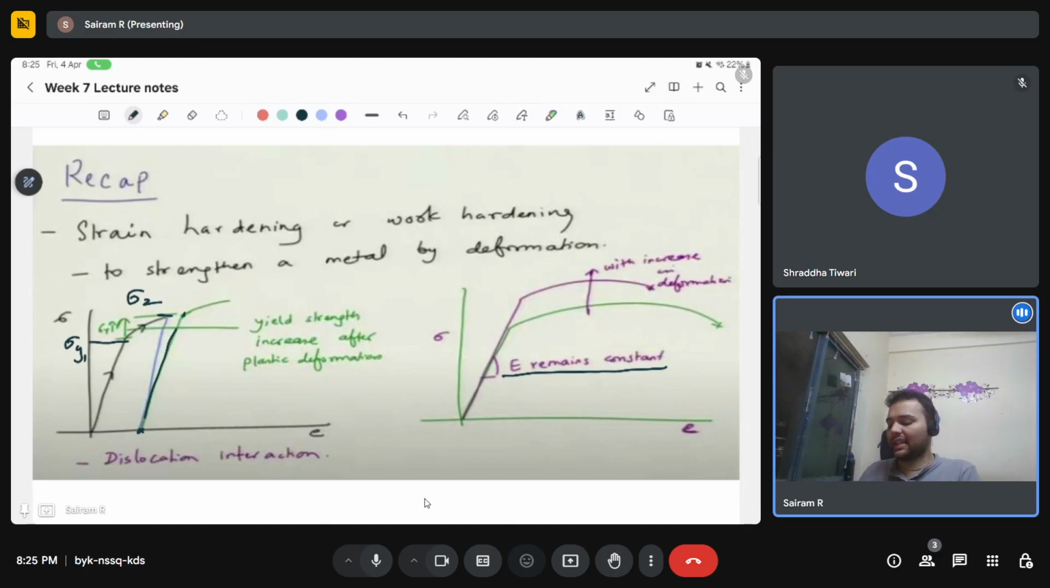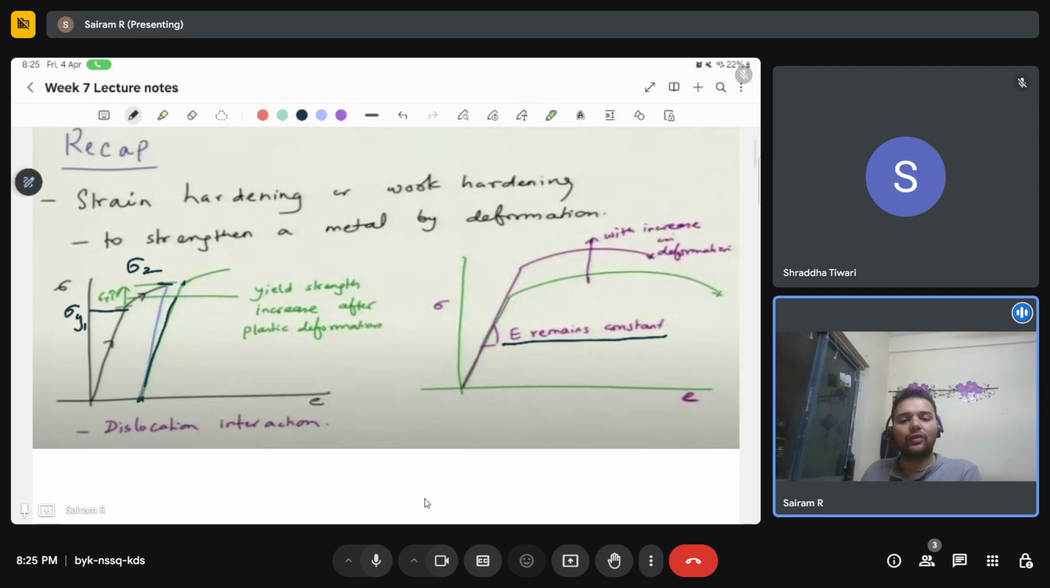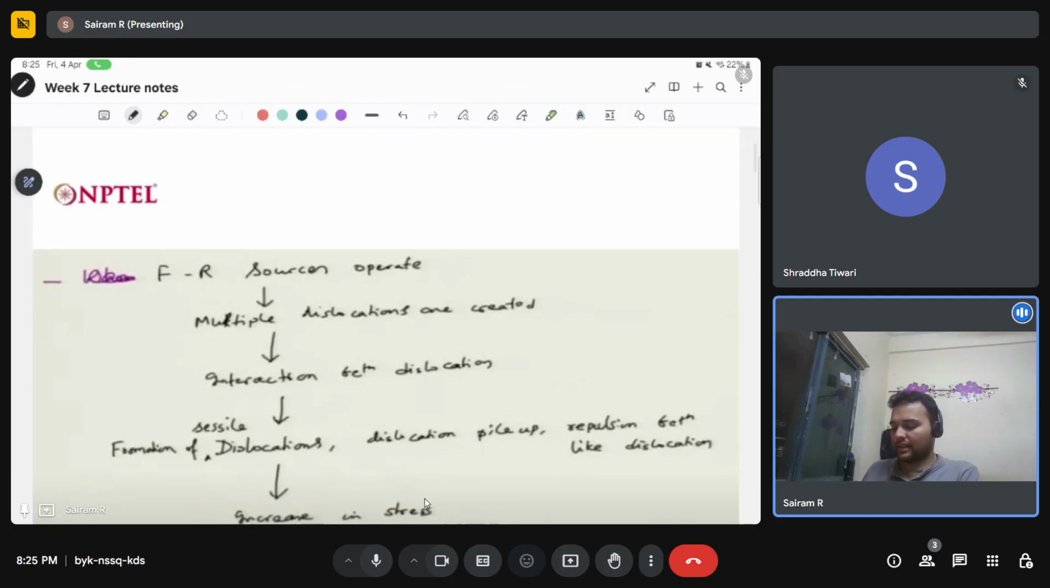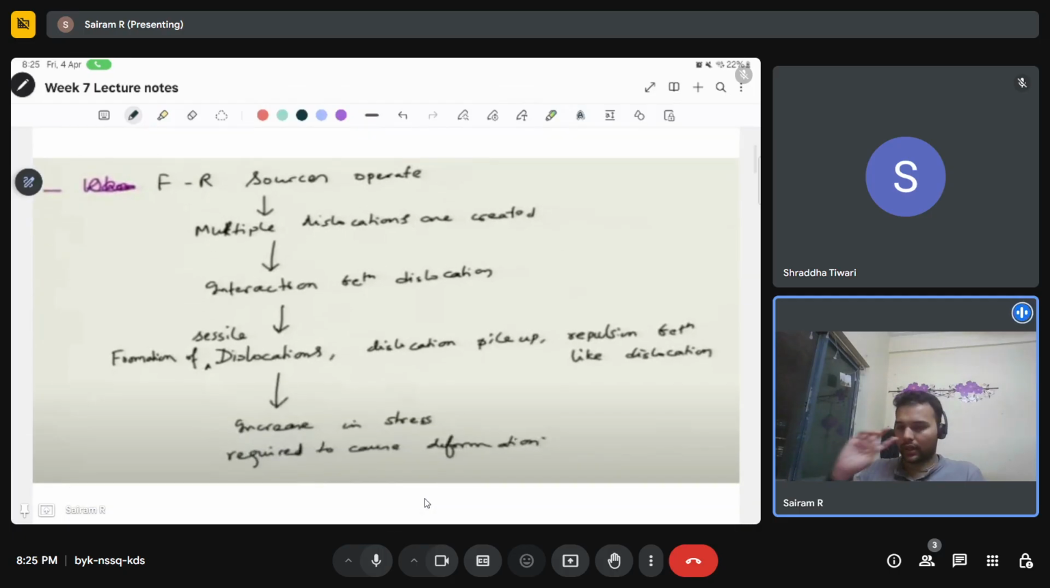But along with the strain hardening or the work hardening, the ductility of my material also decreases. How does this happen? How is the yield strength increasing? Yield strength seems to be increasing because of dislocation interactions, which we have seen a whole lot of, where the Frank-Read sources start to operate and multiple dislocations are created. We form all those loops, and then there are interactions between various dislocations.